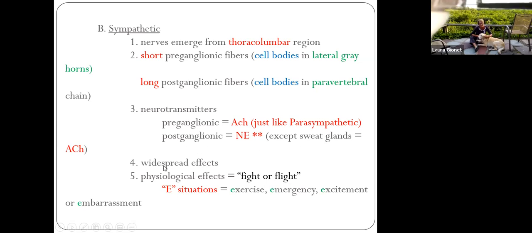Now, the effects. The sympathetic system is far more widespread. This is because you need to respond within milliseconds, right? This is about survival. These are all the physiological changes that need to occur to allow you to see everything that's coming close to you, wake you up, and allow you to run like hell for 3 to 5 minutes and survive. The physiological effects are fight or flight, and the situations that cause stimulation are exercise, emergency, excitement, or embarrassment. The E situations.